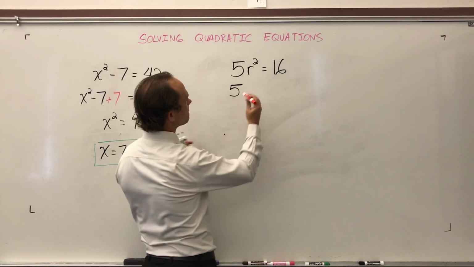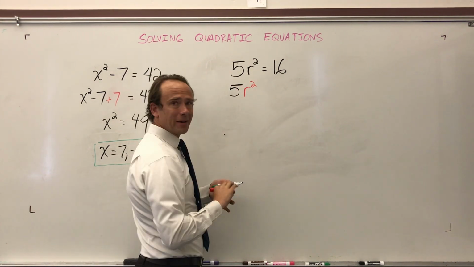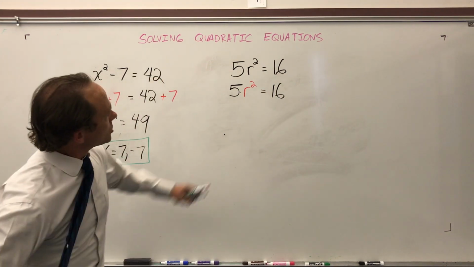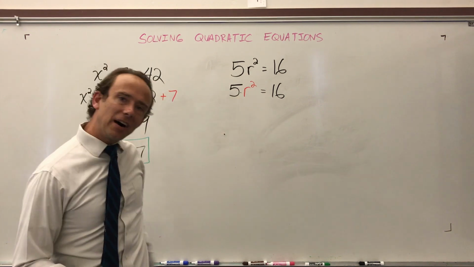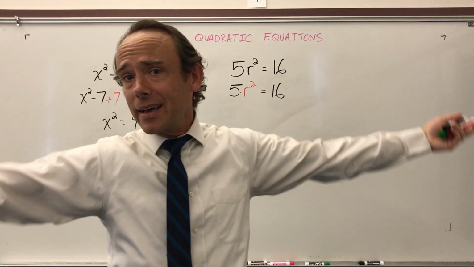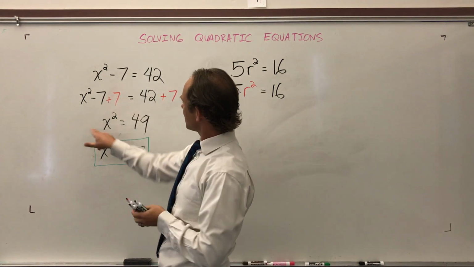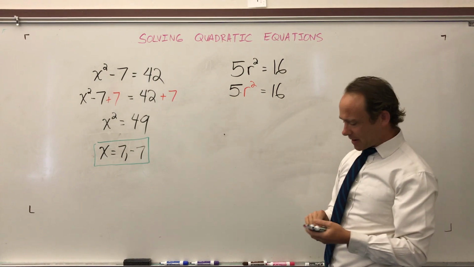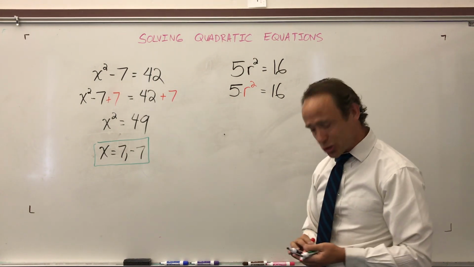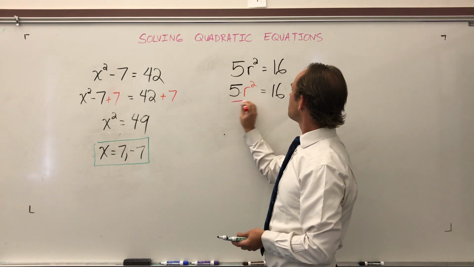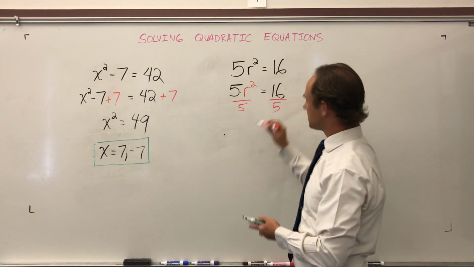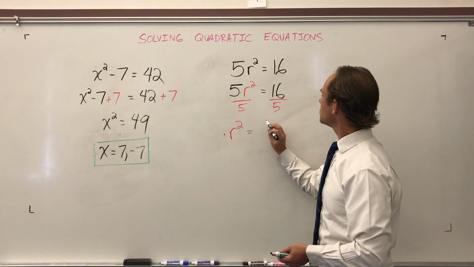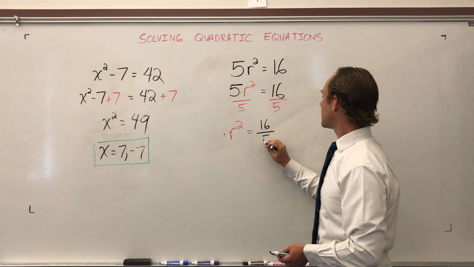So here we go. R squared. You see how I made that red like that? Bringing out the multiplication. So we have r squared times 5. Now, at the end of the day, I want my thing squared to be equal to some value. So I don't want to multiply it by 5. So what we can do is divide both sides by 5. And that's going to get me r squared is equal to 16 over 5.